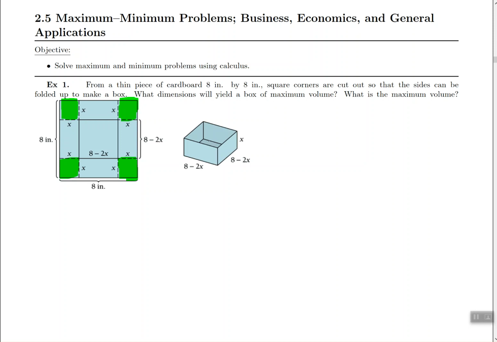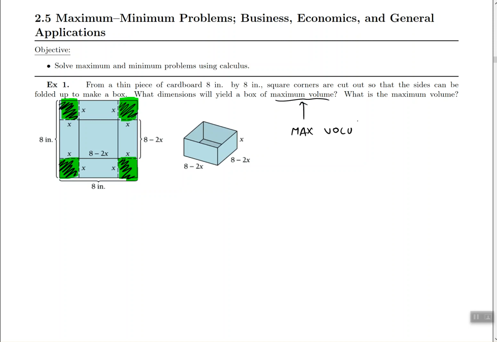And this is going to be some sort of a box, and the question is how much of each corner should I cut off so that when I turn it into a box, the box will have the biggest possible volume. Okay, so that's the question. What dimensions will yield a maximum volume? So we're looking for the maximum volume. So we want max volume.